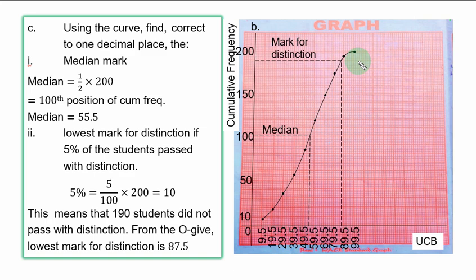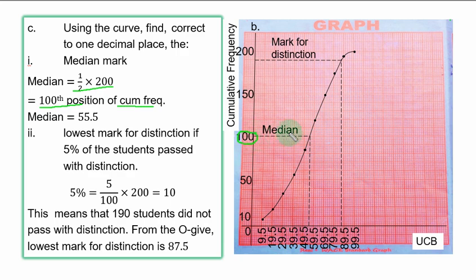C part of the question. Use the curve to find the median mark to 1 decimal place. Now, median is half of the entire distribution. That is 1/2 of 200, and that gives the 100th position of cumulative frequency. So you come to the vertical axis and you locate 100. This is 100, the median.